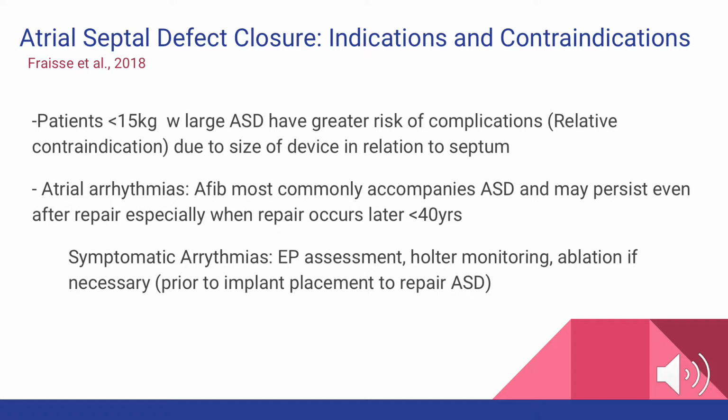ASD is also often accompanied by atrial arrhythmias such as AFib and aflutter. AFib is most common and it may persist after the repair, especially when the repair occurs after 40 years of age. And the article recommends that atrial arrhythmias are repaired prior to the repair of the septal defect because the implant of the device to repair the defect can make the ablation process more complicated, so that should occur beforehand.